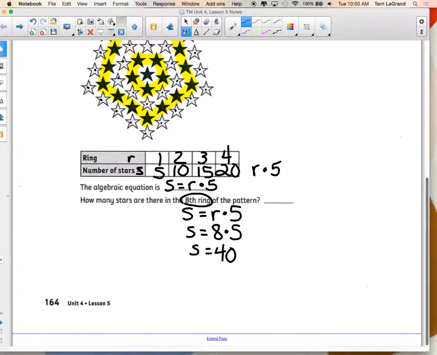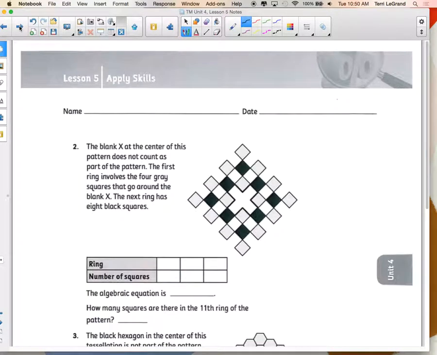So the answer to the question, how many stars are there in the 8th ring of the pattern, is 40 stars. That'd be a lot of stars, right? Yeah. Okay. Questions? Okay, then it looks like you're moving on without me. Okay. Number 2.